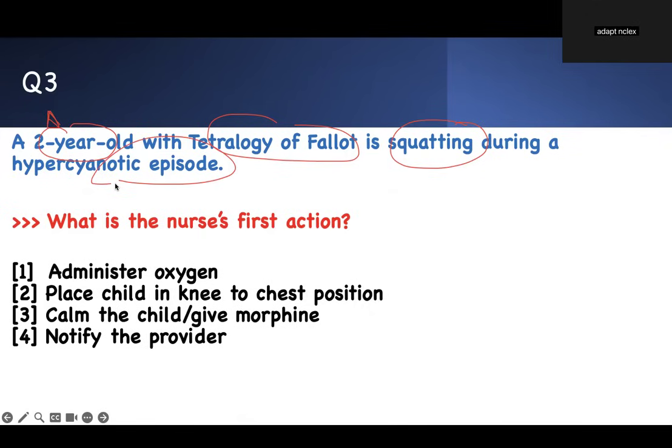Drawing hypercyanotic episode. What am I going to do if I'm the nurse? Administer oxygen, place the child in the knee to chest position, calm the child down or give them morphine, or notify the provider. I'll give you a few seconds. Think about the answer and put it down in the comments.